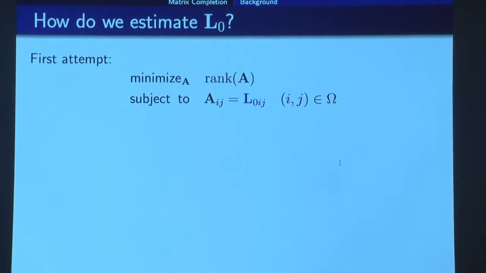That seems natural. But remember, of course, we don't actually observe the entries of L0. We only observe these noisy entries of M. So you might say instead, let's find the matrix of smallest rank that is in a delta ball away from the entries that we see. That seems reasonable again. But this is a problem. This is hard. This is a hard problem to solve. It's an NP-hard problem.